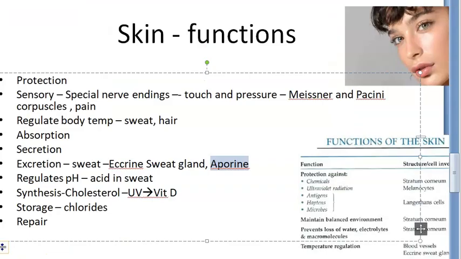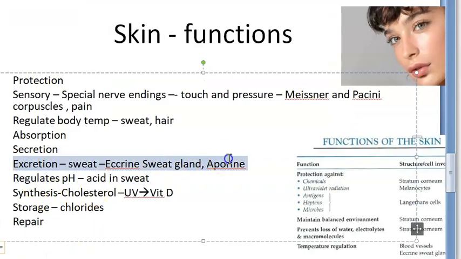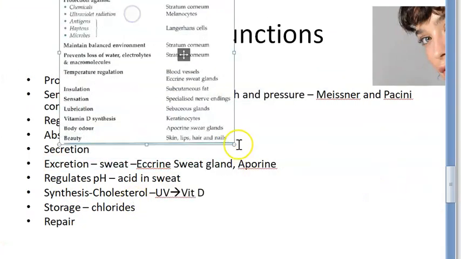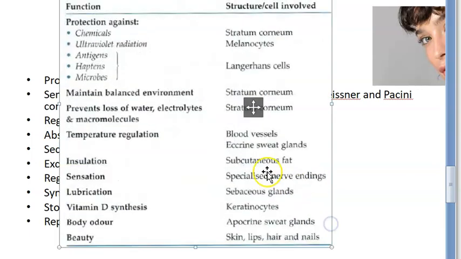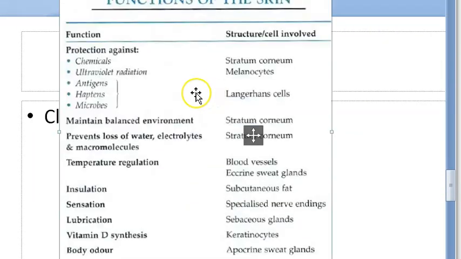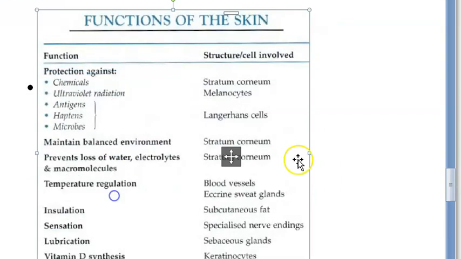So in secretion of sweat, you should remember some things like this. Basically, let us look at the functions of skin in yet another different way. Look at this, the functions of skin. It protects you against chemicals, ultraviolet radiation, antigens, haptens, microbes.